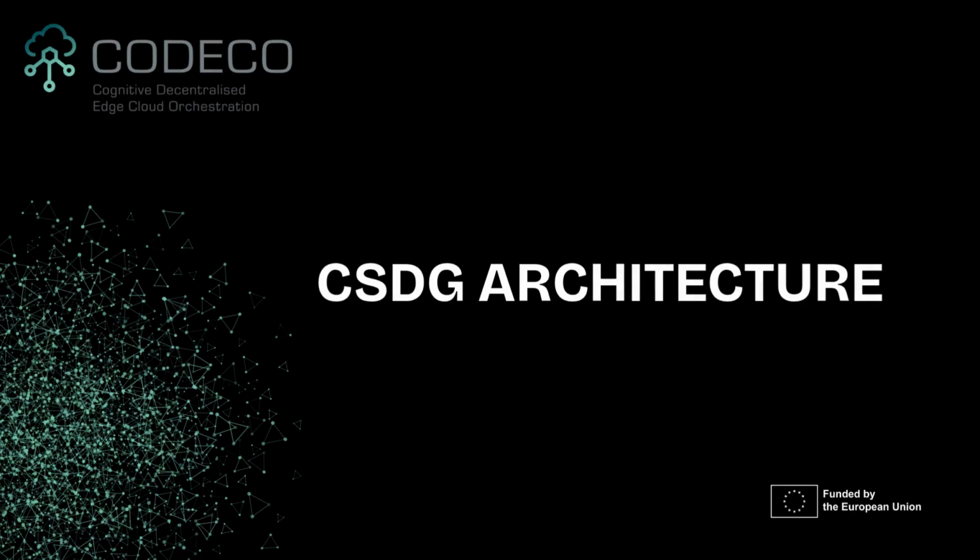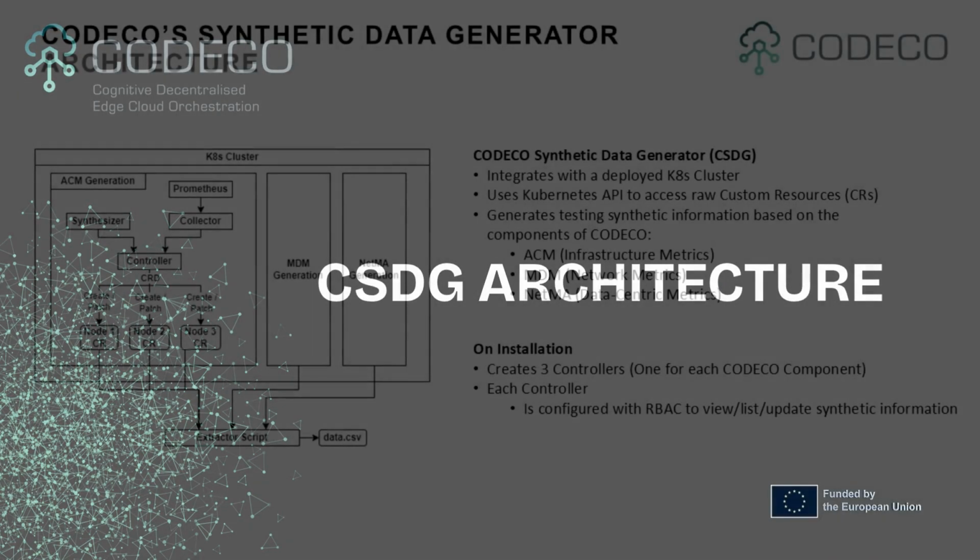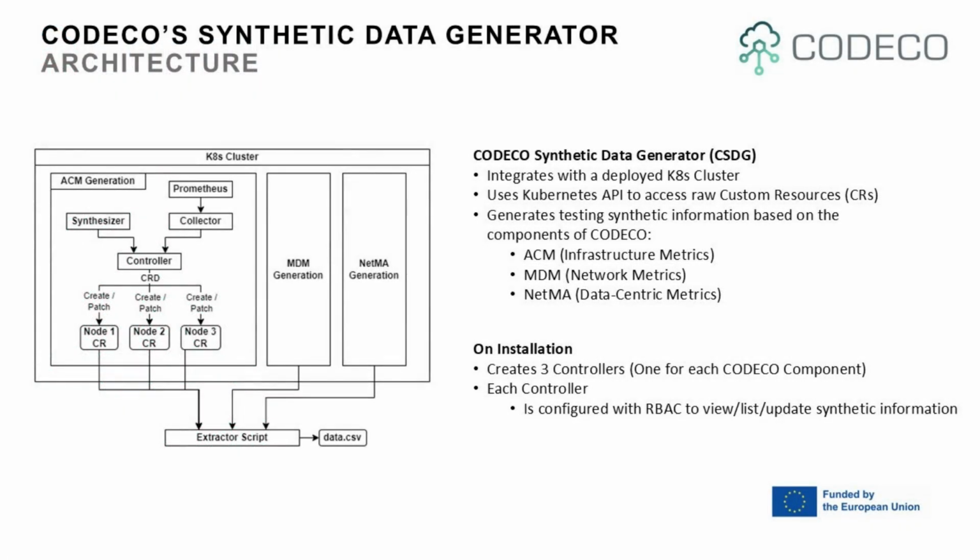Now, let's take a closer look at the architecture in action. CODECO's Synthetic Data Generator is deployed on top of a Kubernetes cluster, no matter how many nodes are involved. In addition to Kubernetes, it also requires Prometheus, the open-source monitoring system that collects performance data from across the cluster.